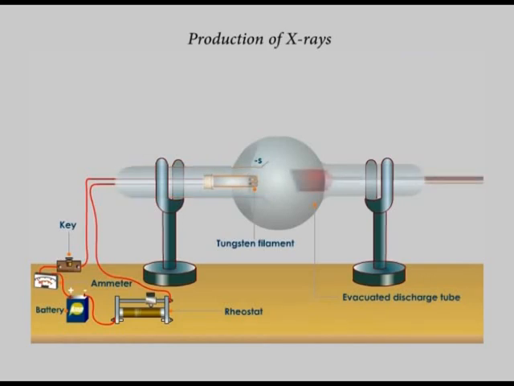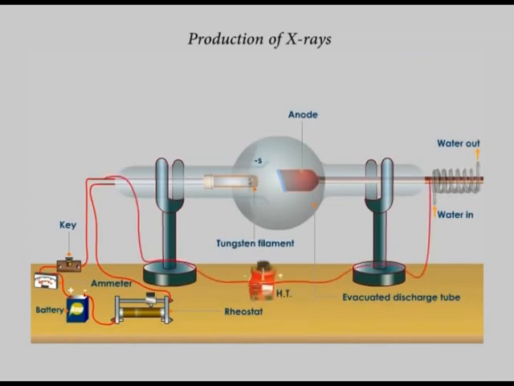A tungsten block is used as the anode, and it is held at an angle of 45 degrees to the horizontal. The anode is embedded in a copper block and is connected to a copper rod. There is an arrangement to cool the copper rod. The anode and the cathode are connected to the positive and negative terminals of a high-tension supply.